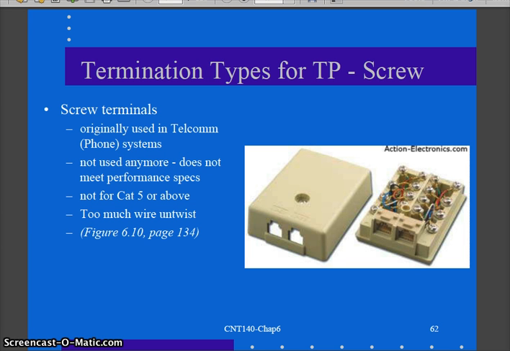The first one, screw type terminals, as we mentioned a little bit ago. This was how phone wires and everything got terminated. Very common, very good electrical and mechanical connection. But by today's network bandwidths and network speeds, there's too much wire and twist in here to terminate that.